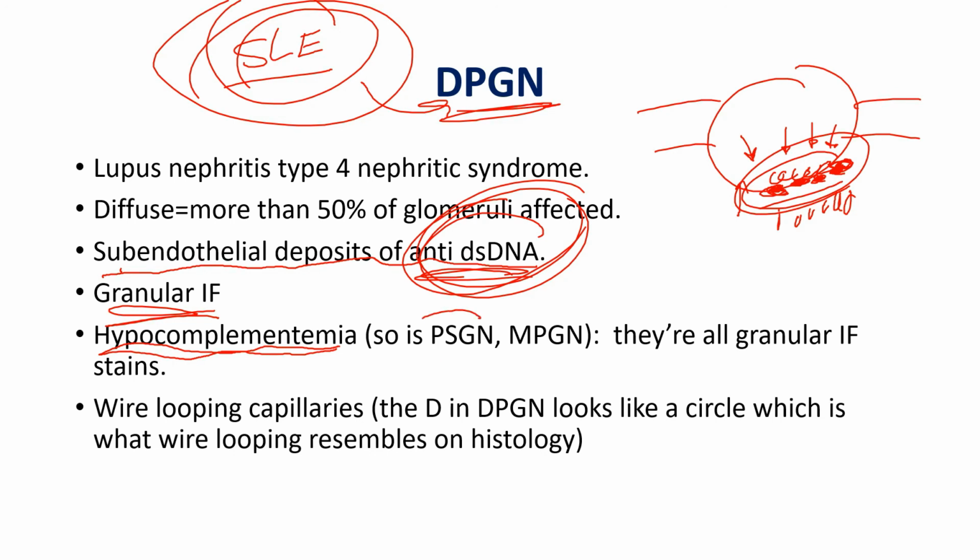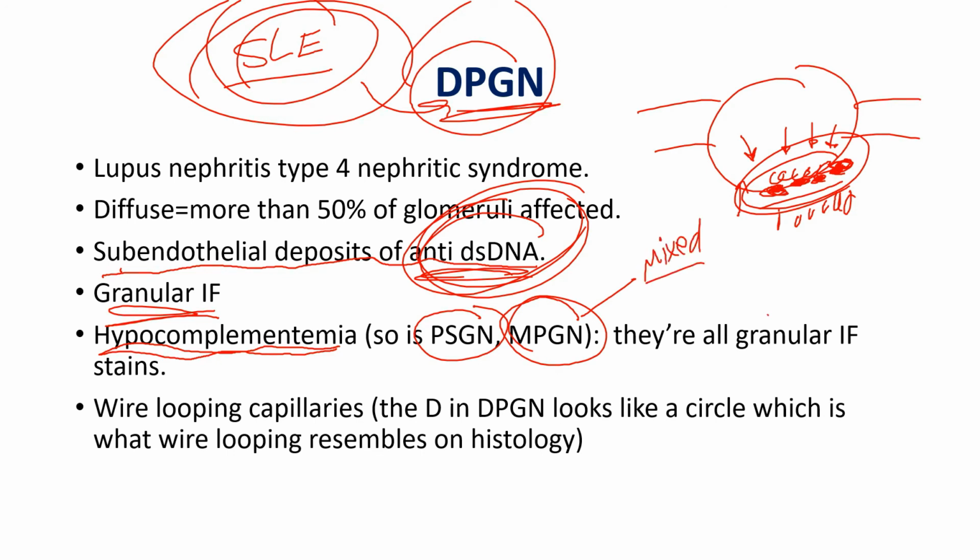We talked about one of them, post-strep glomerulonephritis. Now we're talking about another one, DPGN, diffuse proliferative glomerulonephritis. The last one, membranoproliferative, which we're going to talk about in another video, is because this is a mixed disorder. It's nephrotic and nephritic. That's why we're talking about that one in another video. All of these are granular. So if you can remember all of the granular diseases, you'd have a good shot at remembering, okay, those are also the ones that cause hypocomplementemia. So that's an easy way to remember that.